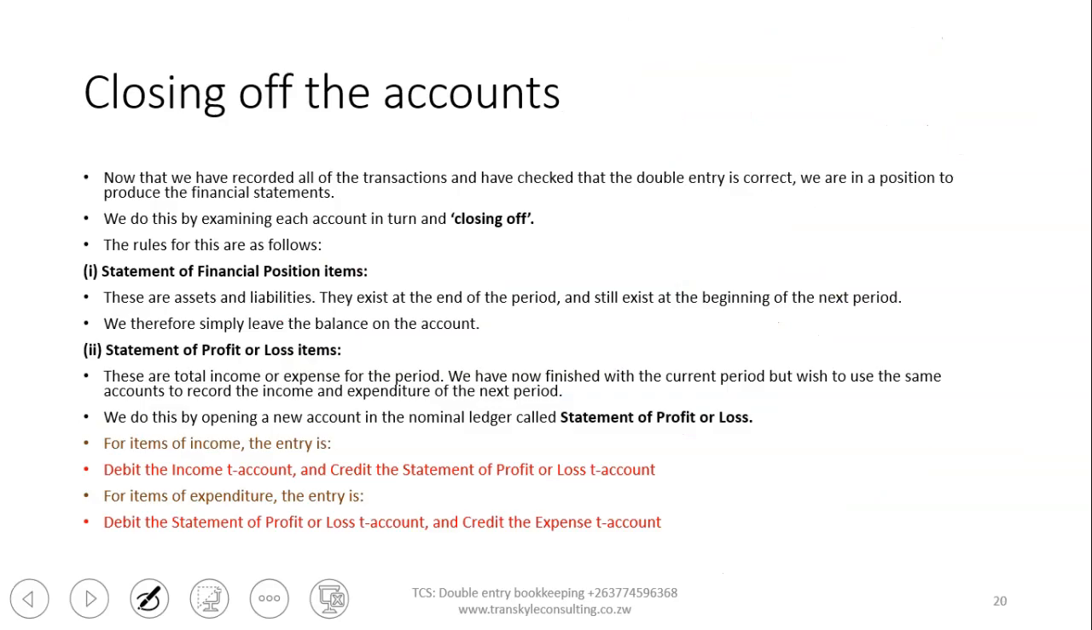Closing off the accounts. Now that we have recorded all the transactions and have checked that the double entry is correct, we are in a position to produce the financial statements. We do this by examining each account in turn and closing off. The rules for this are as follows. Statement of financial position items. These are assets and liabilities. They exist at the end of the period and still exist at the beginning of the next period. We therefore simply leave the balance on the account.